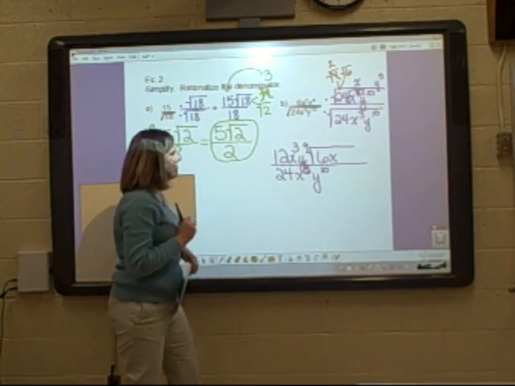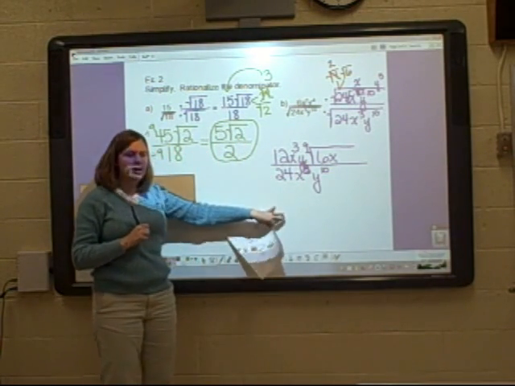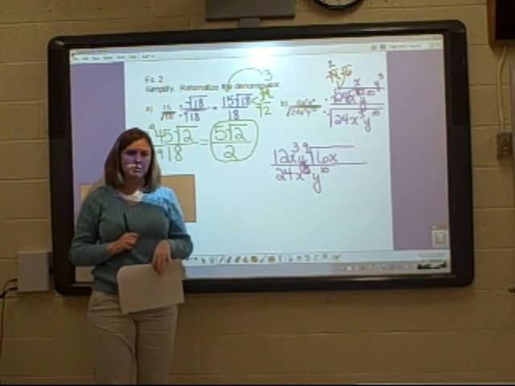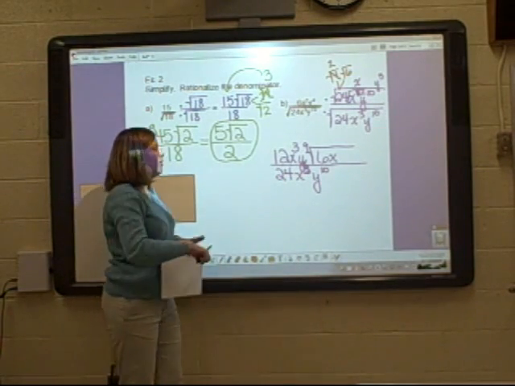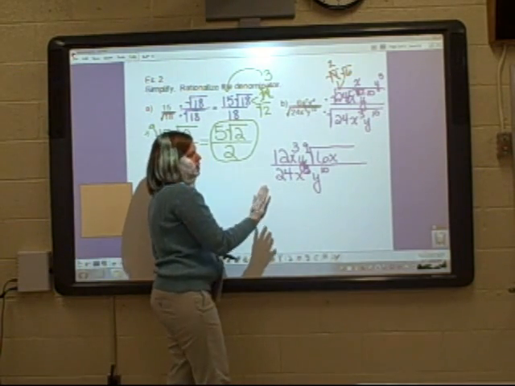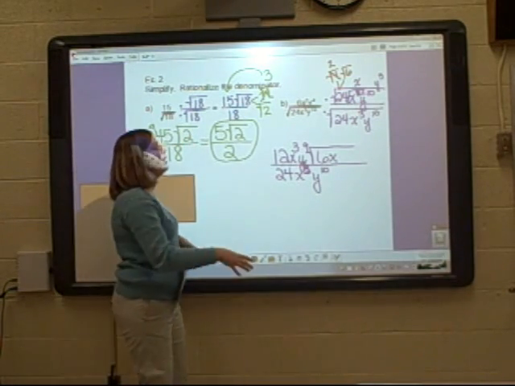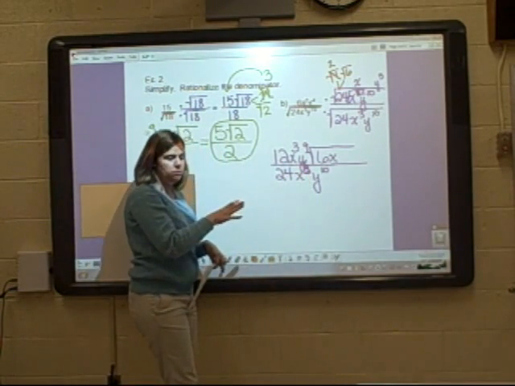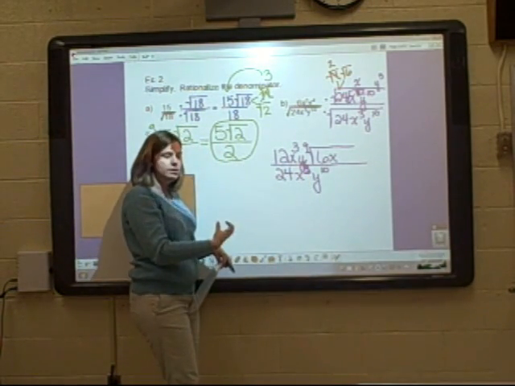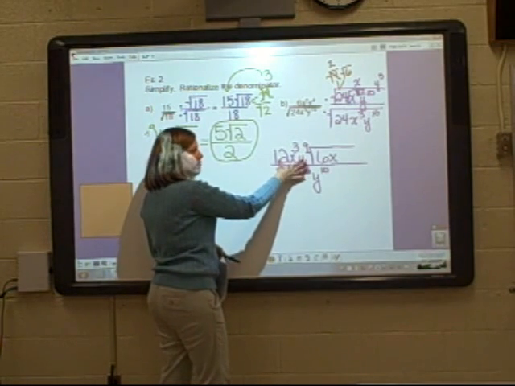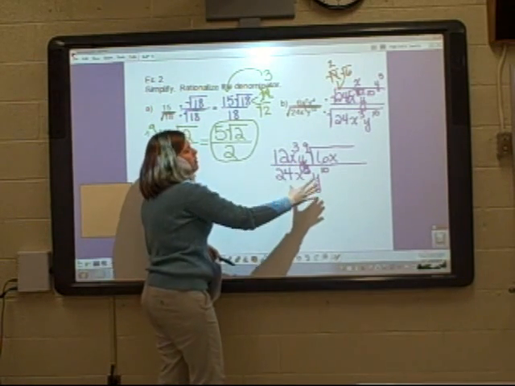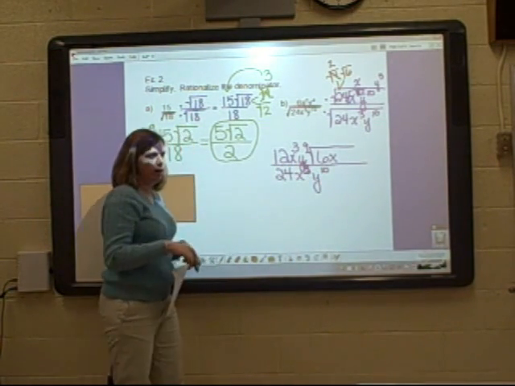Sorry about that. Okay, before I write down my final answer, I want to make sure that this is simplified all the way. Now, you cannot do anything with this square root 6x because it's under the square root sign, and you don't have anything else under the square root sign. So the only thing that we're trying to simplify is the 12x to the 3rd y to the 9th and 24x to the 3rd y to the 10th.